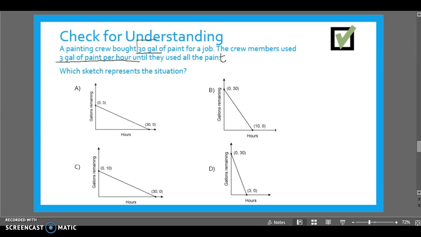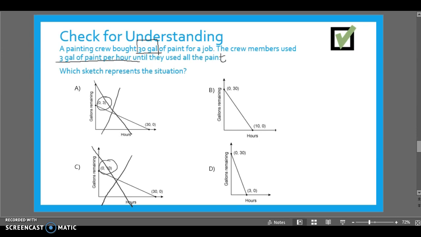Well, what they start with, that is your y-intercept, okay? So whatever they start with, that's your y-intercept. So this says your y-intercept is 3, so that one's not right. We didn't start with 3 gallons, we started with 30 gallons. Same thing with this one. We didn't start with 10, we started with 30. So we can eliminate A and C right away because those two don't make sense.